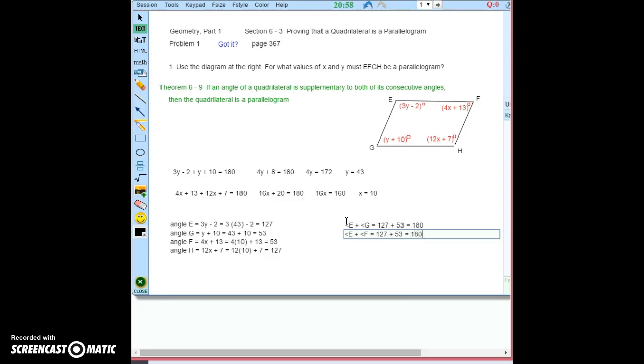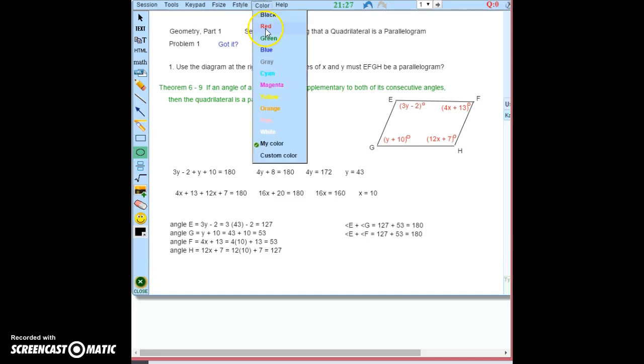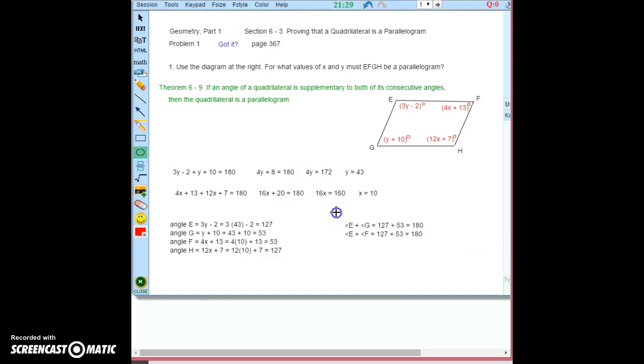So the theorem says if an angle of a quadrilateral, so we picked angle E, doesn't matter which one, is supplementary to both of its consecutive angles, it's a parallelogram. Well, E was supplementary to both G and F, because when we added them together, they came out to be 180. So that's what x and y would have to be in order for it to be a parallelogram. Everything would have to be supplementary.